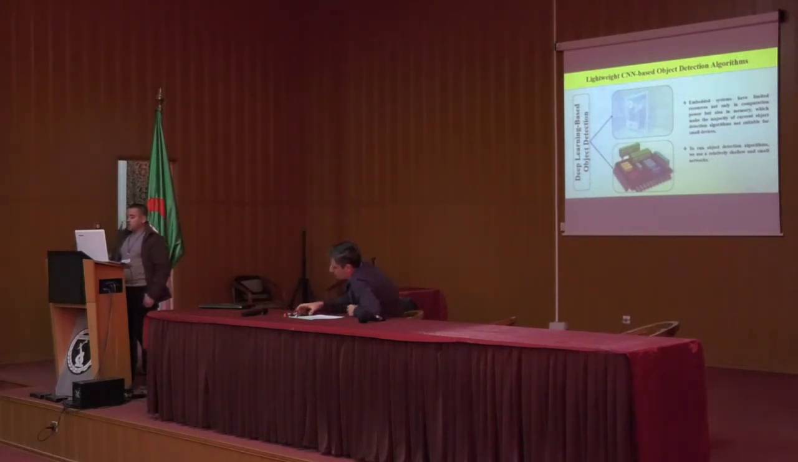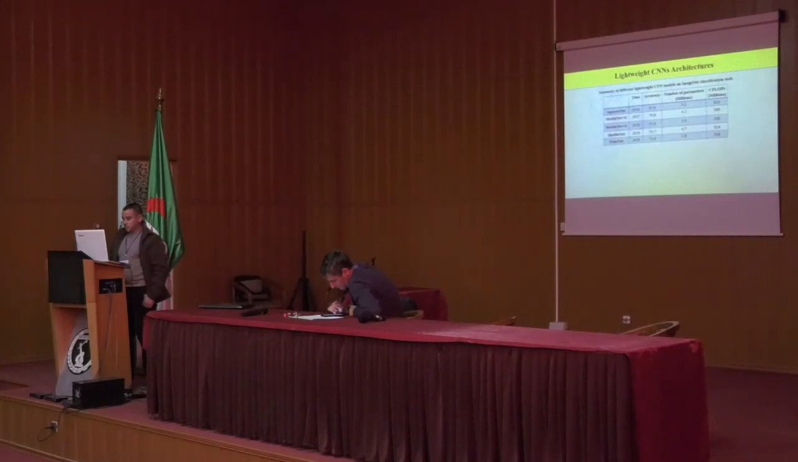In order to run object detection algorithms fast enough on small devices, we don't use those off-the-shelf CNN architectures. Instead, we use lightweight CNN versions, as shown in this table. These are the most powerful lightweight CNNs, like SqueezeNet, MobileNet, and PeleeNet.